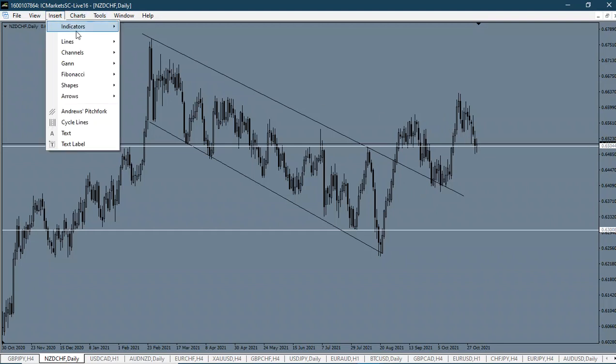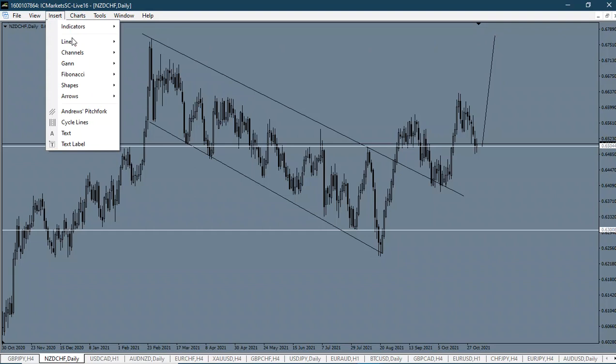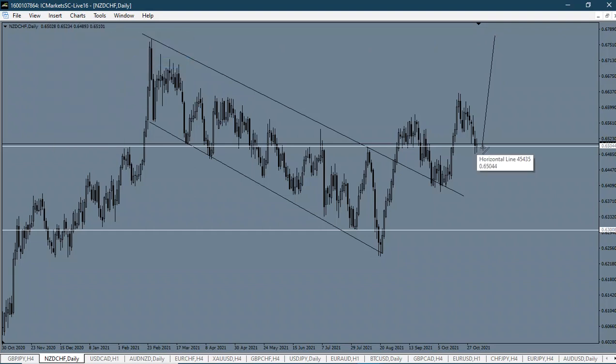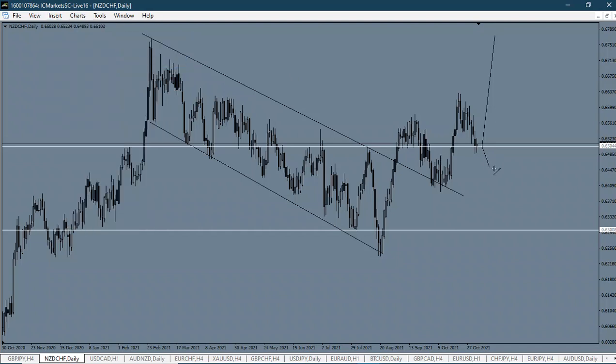So two things can happen from here again. You can expect a push towards the upside, or a break of this, a retest because it's a strong level as you can see previously, and then a push towards the downside. Those are the two things that may occur with this.